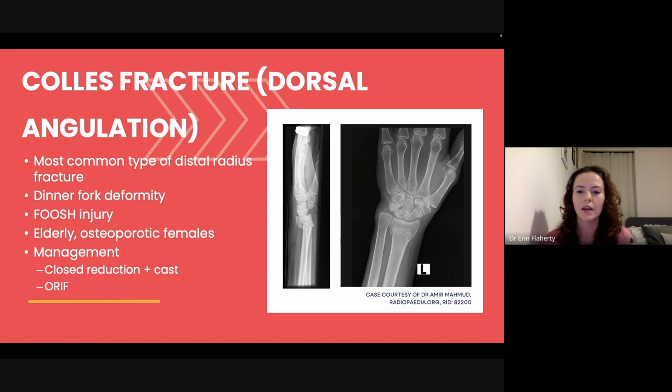So we put them to sleep, put it back into place, and then cast them up. And that's usually just a below elbow cast all the way to the front for about 4 to 8 weeks, and then seen in clinic again.